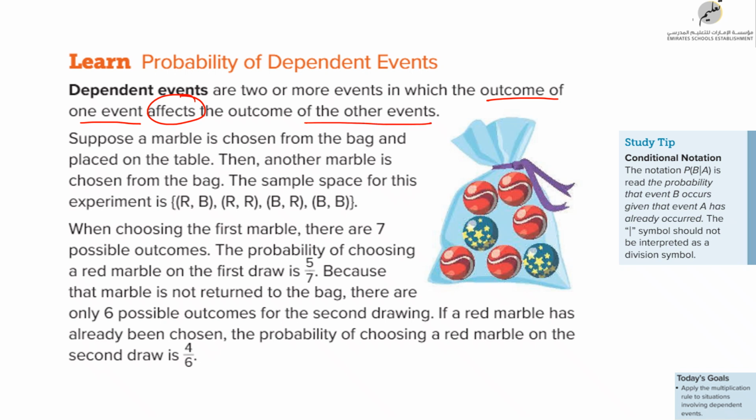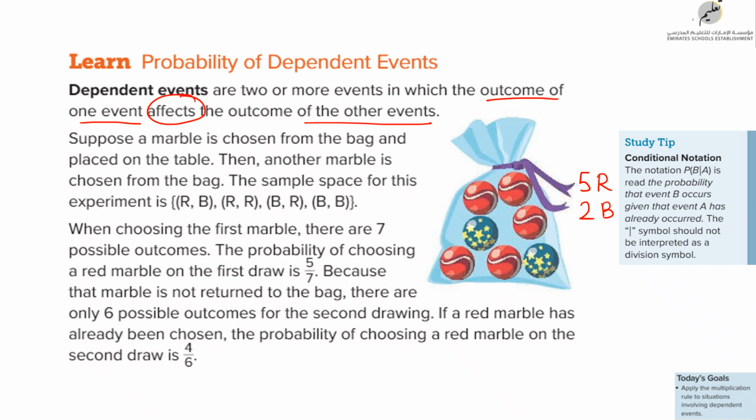Now, as an example, look at this bag. It has 1, 2, 3, 4, 5 red and 2 blue balls. Now we take a situation and define the event. Suppose a marble is chosen from the bag and placed on the table. Then another marble is chosen from the bag. The sample space for this experiment is the total number of outcomes that are possible.